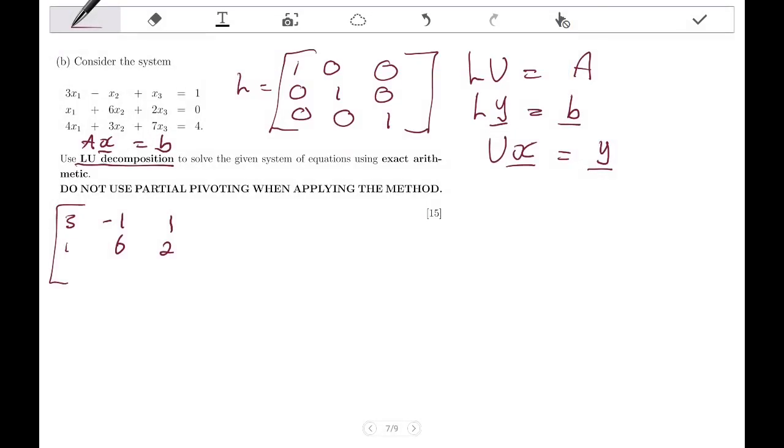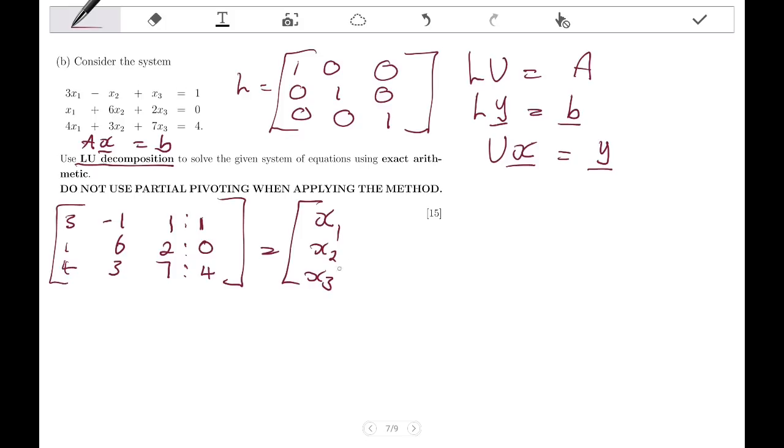And then for the last row, it's going to be 4, 3, 7. And then remember that this is an augmented matrix. We have to write it in the form of AX equals B. And then 3, minus 1, 1, and then the solution is 1. Then this is 1, 6, 2, then the solution is 0. Then it's 4, 3, 7, the solution is 4. And then we equate this to the variables x1, x2, and then x3.